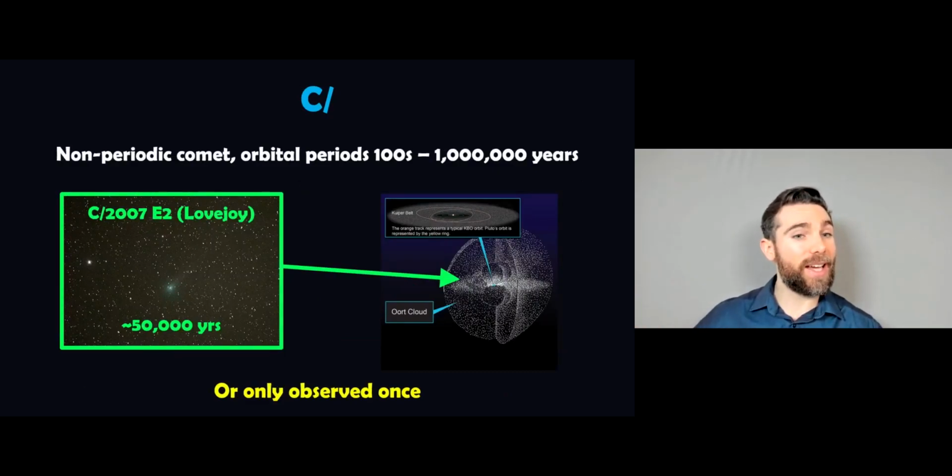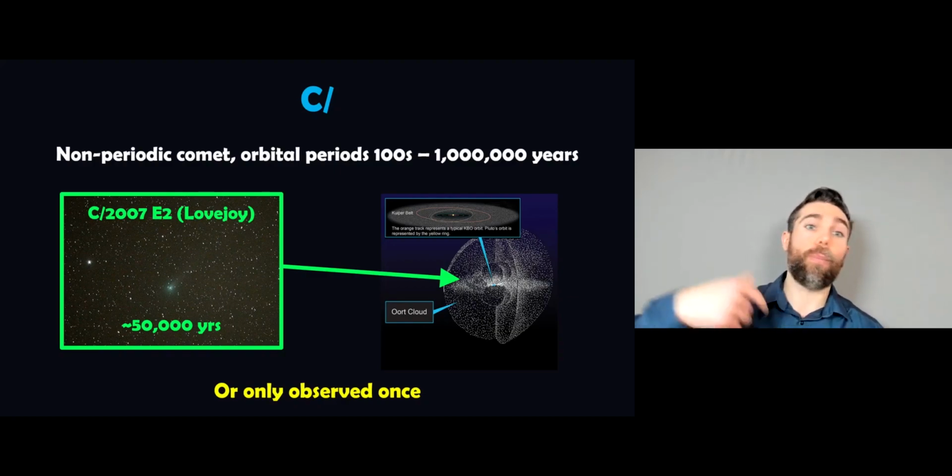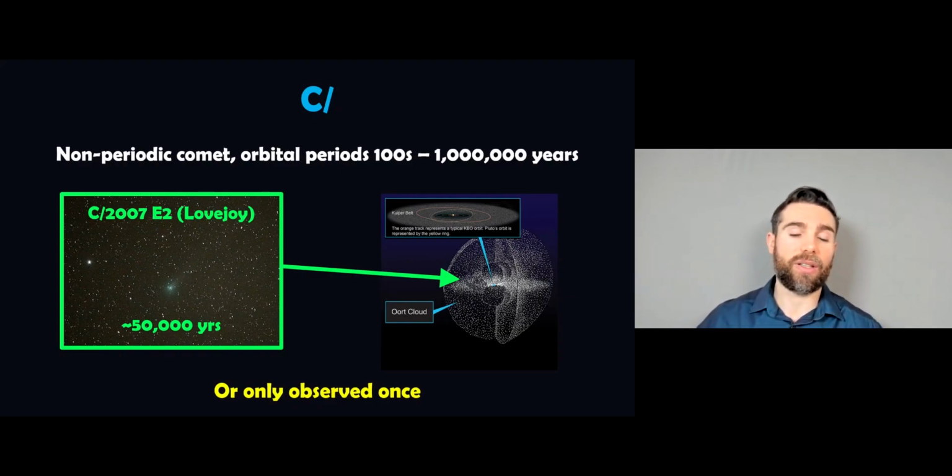If we go to the next type, that would be C, and that refers to a non-periodic comet. It doesn't necessarily mean that it is non-periodic, but it means it has an orbital period much greater than the 200 years previously. So this could be upwards of a 1,000,000-year orbital period, and in that case we're not going to see it pass the perihelion multiple times. So it would likely have a very long orbital period, or it would have only been observed the once for passage.